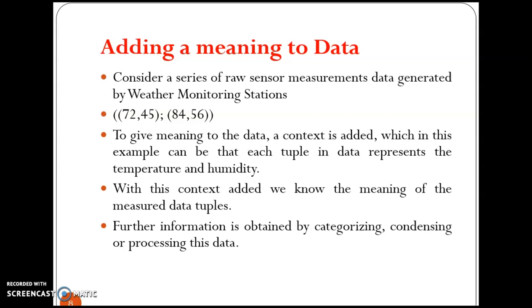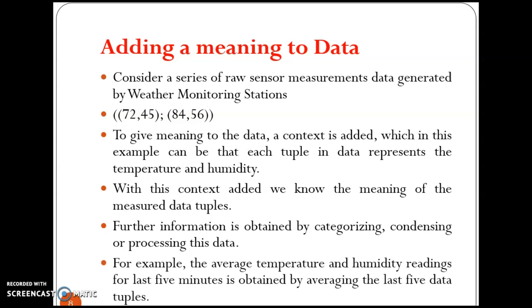After that, the information is obtained by categorizing, condensing and processing this data. For example, we have seen a series of data. Maybe that data is taken at an interval of 1 minute, but it is going to take a vast space for storing this kind of data. So what can be done? The average temperature and humidity readings for the last 5 minutes are obtained by averaging the last 5 data tuples.